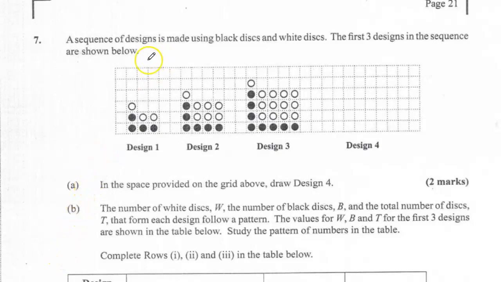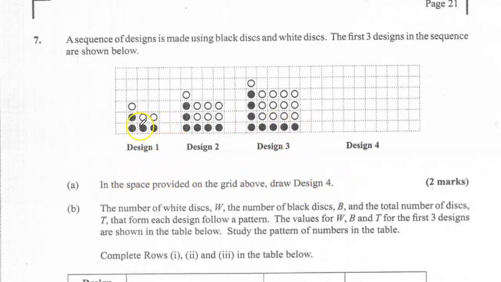So we begin question 7. A sequence of designs is made using black disks and white disks. The first 3 designs in the sequence are shown below. In the space provided on the diagram, draw design 4.